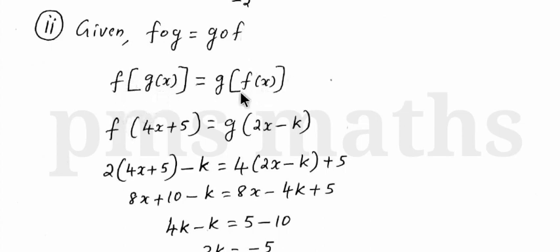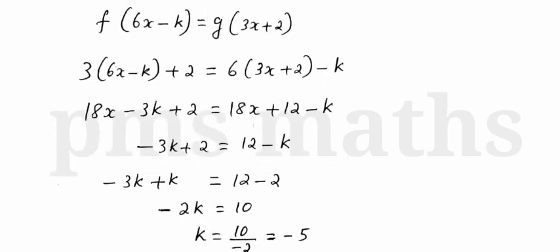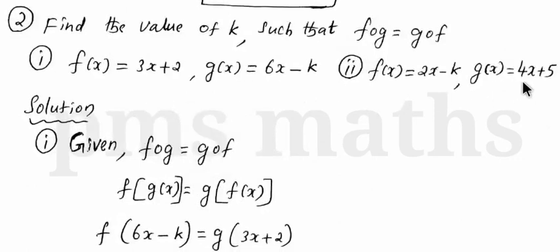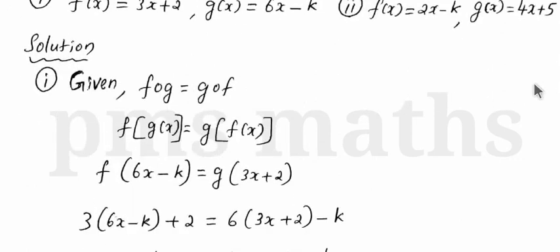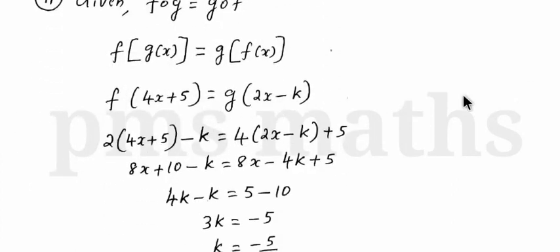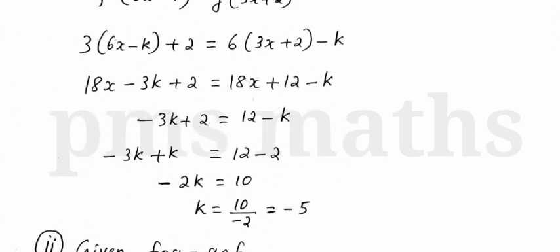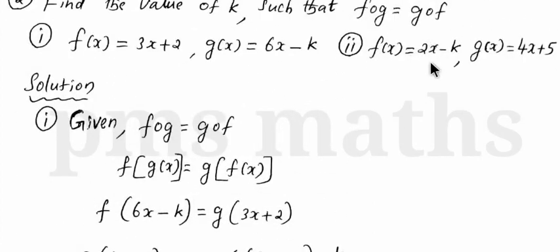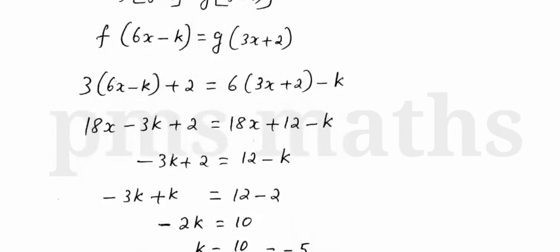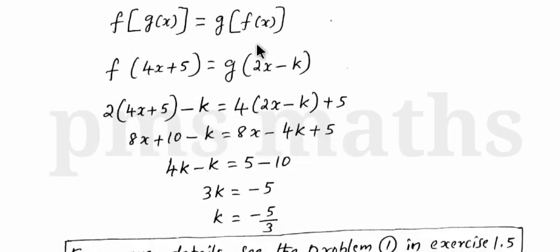Then substitute the values of g of x and f of x. f of g of x is nothing but, what is g of x in the second one? g of x is 4x plus 5. Instead of g of x, we can write 4x plus 5. Then write the value of f of x. What's the value of f of x in the second one? f of x is 2x minus k. Then find out f of 4x plus 5.